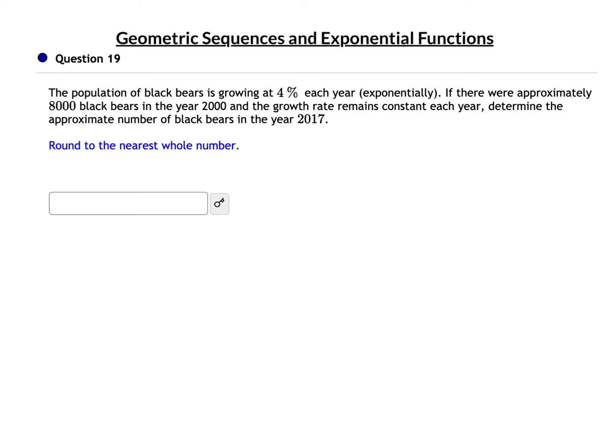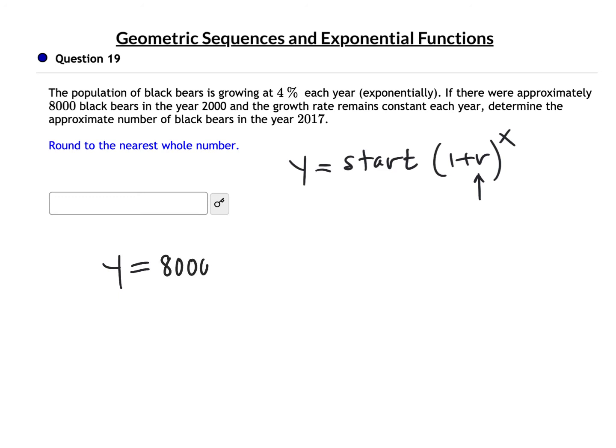Question 19, we get to apply our equation. Y equal to start times 1 plus the rate to the power of x. If we have decay or the values are decreasing, then the rate will be negative. Here we have y equal to start. There were approximately 8,000 blackberries in the year 2000. 8,000 times 1 plus r, and our rate is 4%. That's 1 plus 0.04, which is 1.04, to the power of x, where x is time.